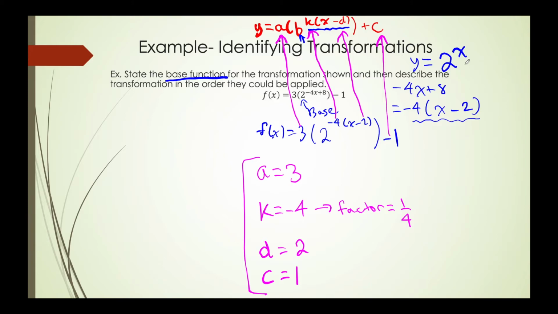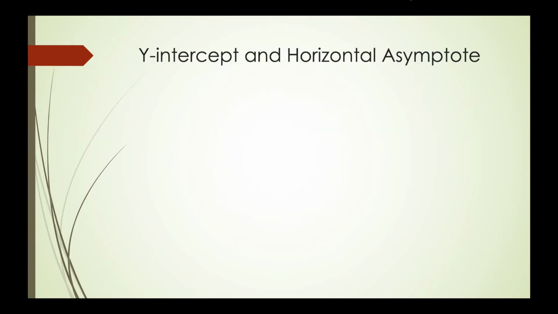So keep in mind that if the base here had been 4 to the x, then we would be applying the transformations to 4 to the x. If the base here was 6, then we would be applying all these transformations to 6 to the power of x. Now let's look at the y-intercept and horizontal asymptote. So to find the y-intercept of an exponential function, it's quite easy. All we're going to do is let x equal 0, and then we solve for y or f of x. So that's pretty simple, just like we did before.